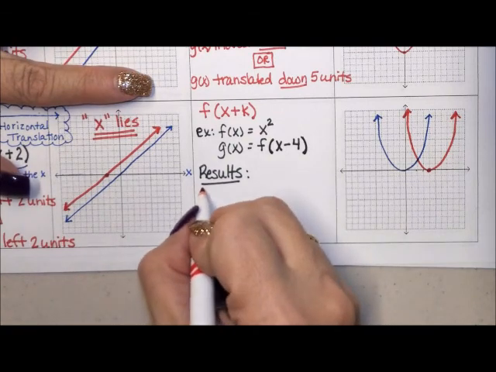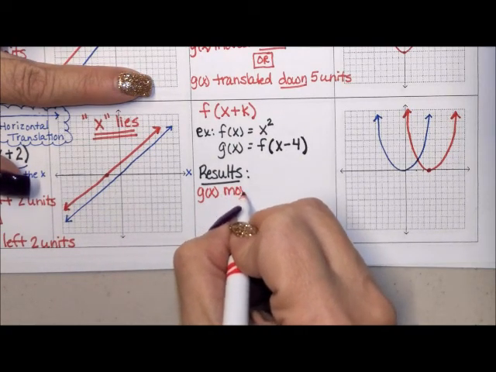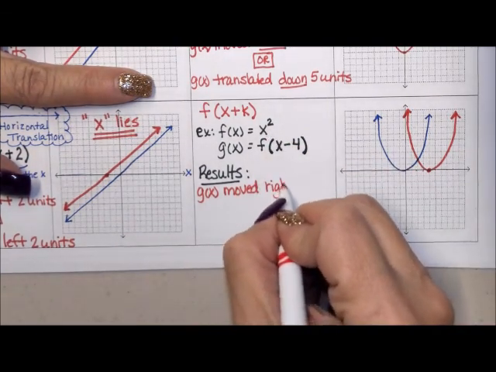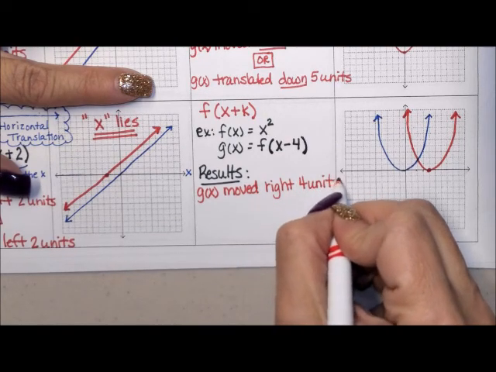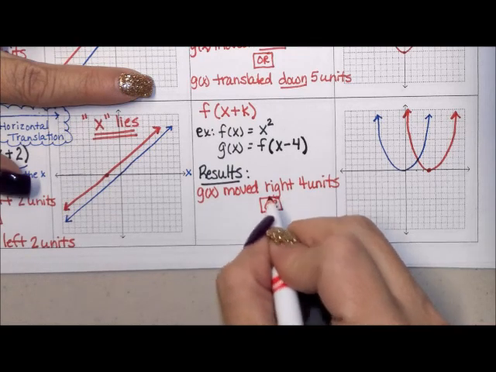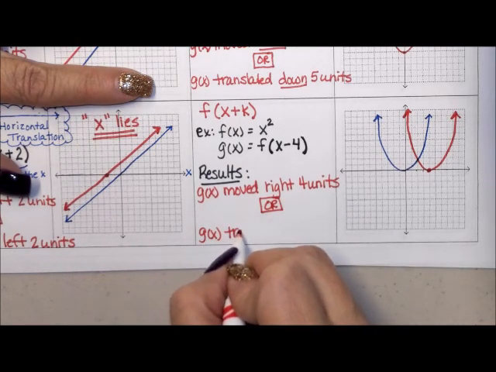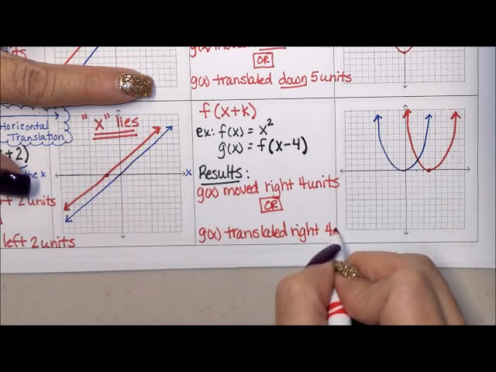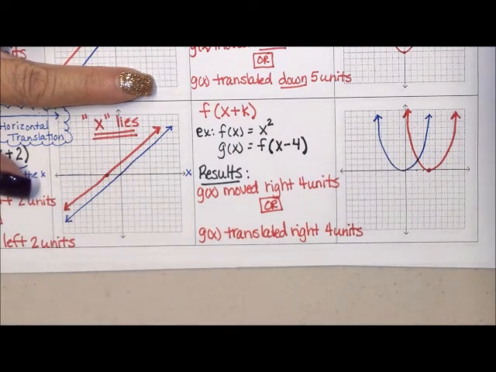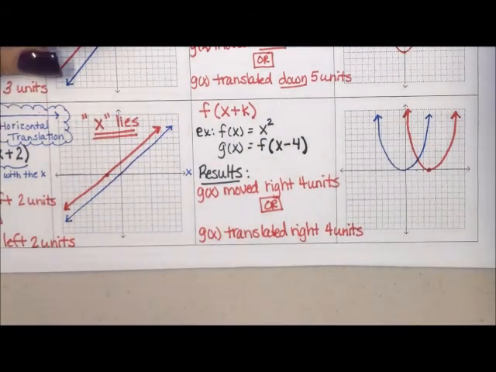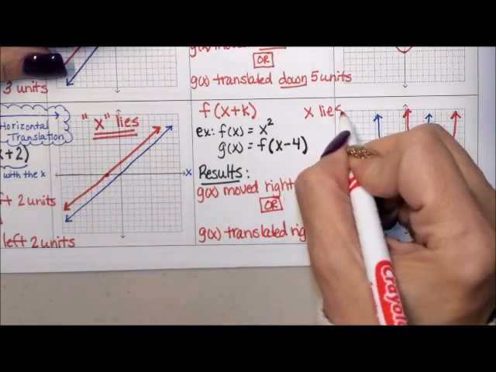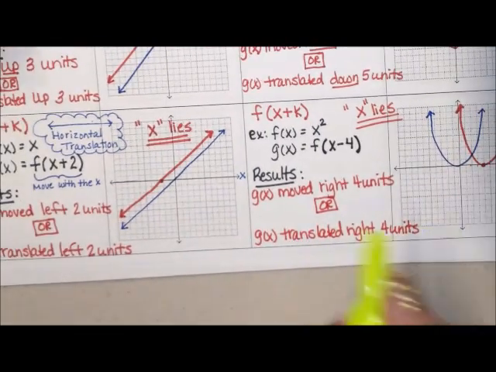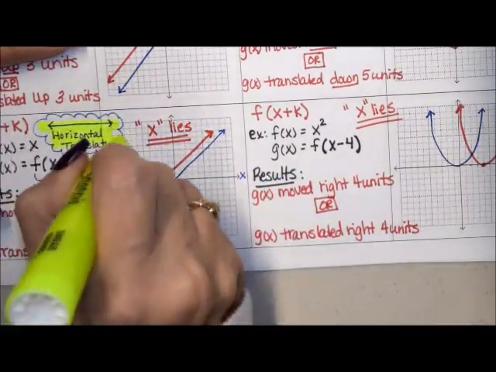So what's the result? g of x moved. It says negative left, but I know it was positive right. Moved right 4 units. Or g of x translated right 4 units. So if you can understand this, then you definitely understand this. So let's put on this one, x always lies. X always lies. And I'm going to come back over here and I'm going to highlight horizontal translation.